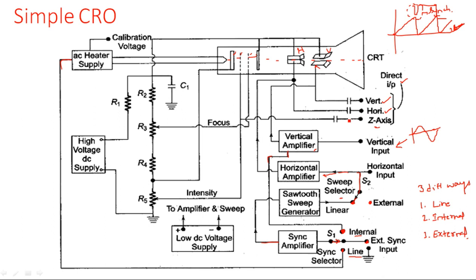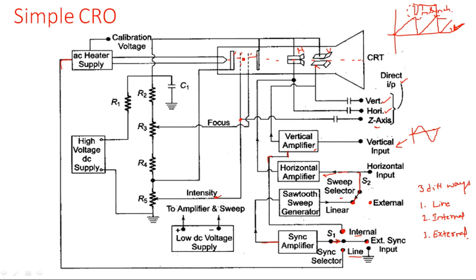intensity control. Z axis is for intensity control. See where this line is going, it goes like this and meets at this point. So where it is, it is intensity control. Intensity control that is given to this intensity control. Okay, if you observe any CRO, you might have seen the CRO front panel. There are two knobs, one is for focus, another one is intensity.